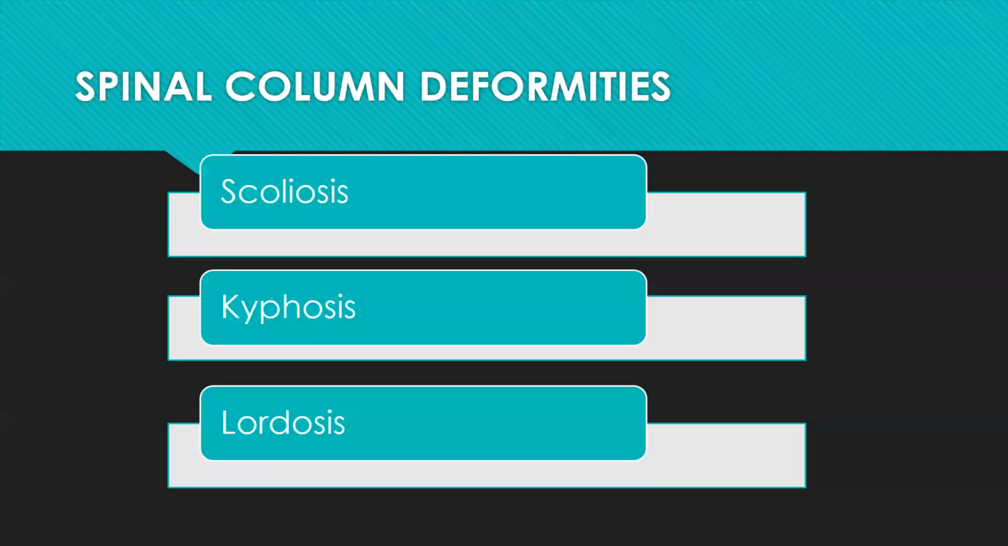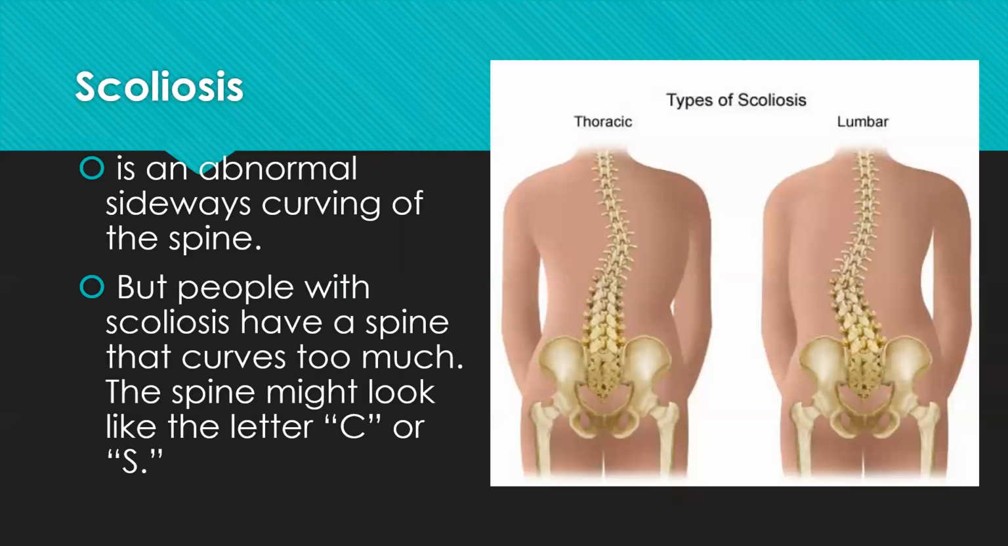Spinal deformities can be of three types: scoliosis, kyphosis, and lordosis. So scoliosis: normally when you view a patient from the front, there is a minimal curvature in the coronal plane. This curvature, less than 10 degrees, is normal. When it's an abnormal sideways curving of the spine, it is called scoliosis. People with scoliosis have a spine that curves too much. Either it may result in a C-shaped curve, or when it is so severe, it may produce secondary curves resulting in an S-shaped curve.